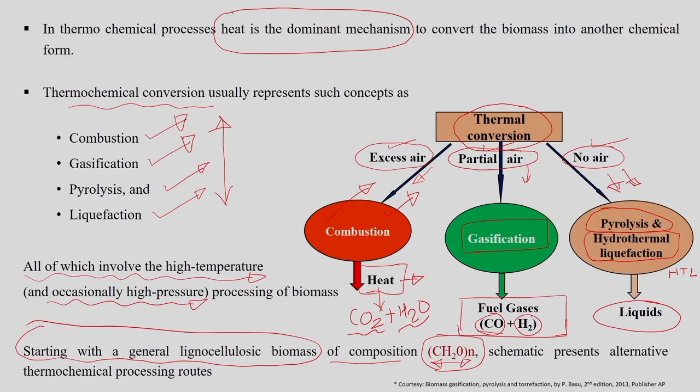So, starting with the general lignocellulosic biomass composition which is shown here, one schematic has been prepared just to understand the concept of the conversion of this lignocellulosic biomass to a wide range of products, either fuel or chemical. So, before we discuss that particular schematic in detail, let us try to understand these three concepts as well as the solid production from the thermochemical conversion process in detail. So, before that, let us discuss this concept in detail.